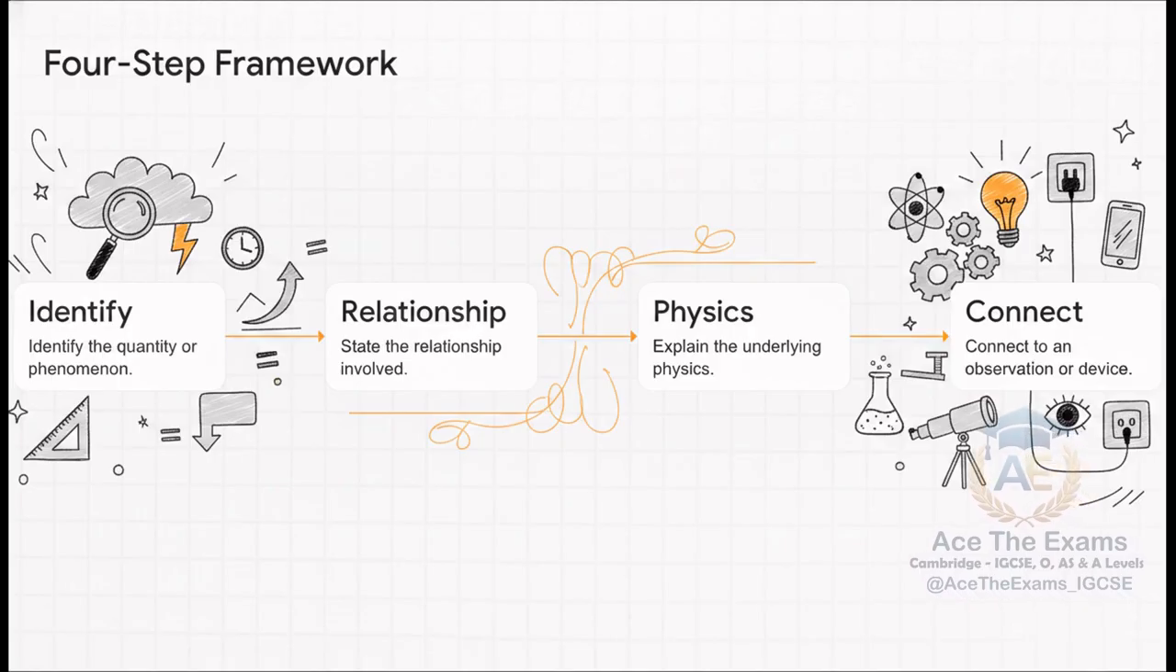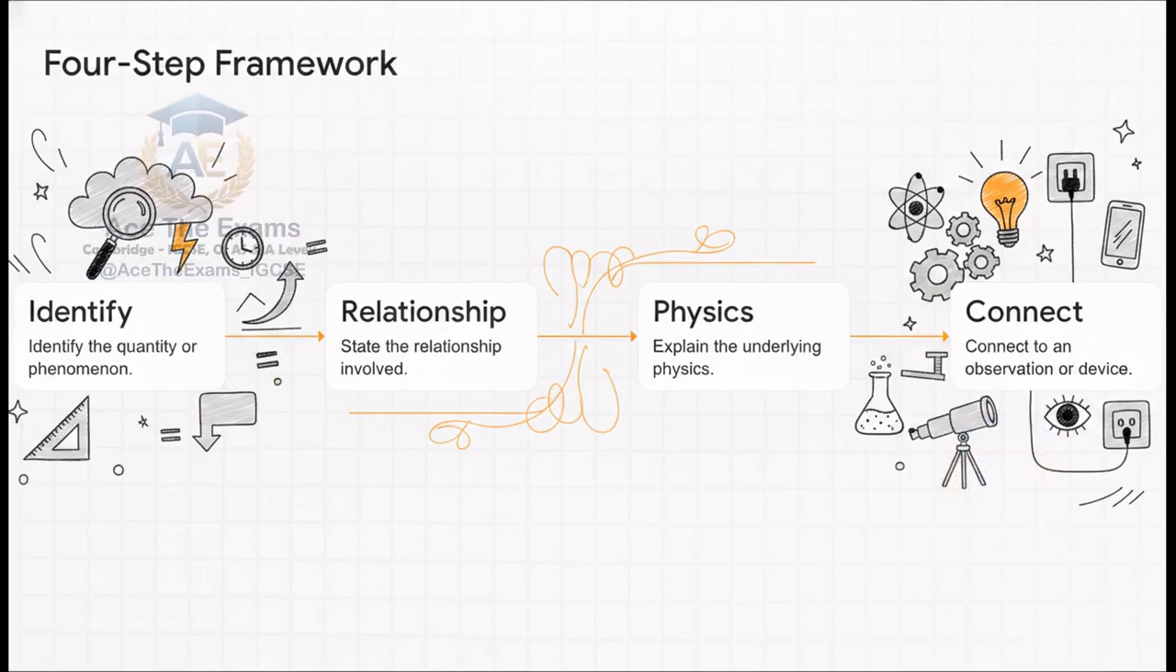Now let's look at our rusher, Sam. Sam skipped steps 2, 3, and 4 and just wrote an observation. That's a 1-mark answer on a 4-mark question. The absolute best exam answers don't just spit back a formula.